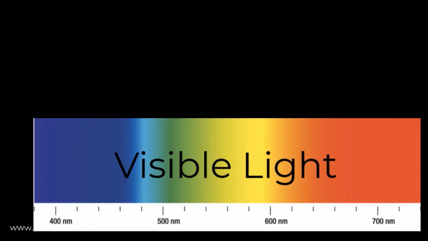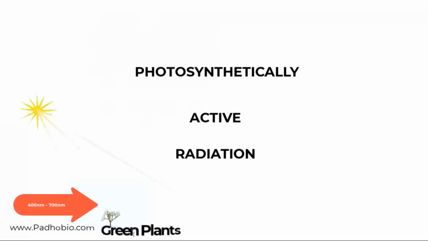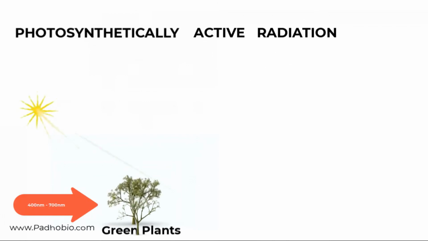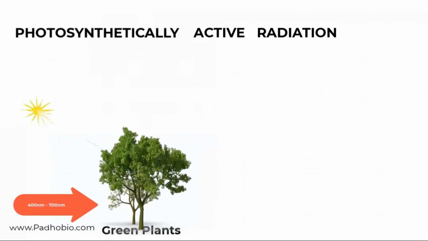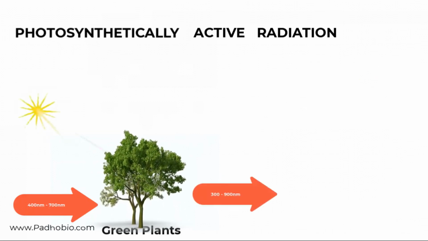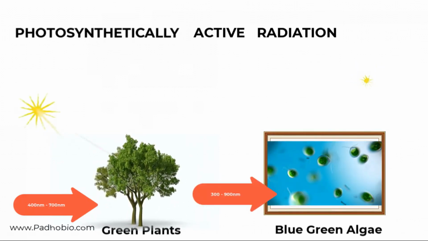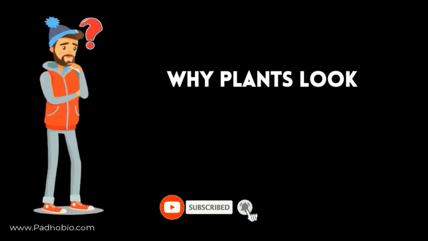Now, let's introduce the term PAR, photosynthetically active radiation. It is the amount of light that is available for photosynthesis. For green plants, it is 400 to 700 nanometer, and for blue-green algae, it is 300 to 900 nanometer. Often you must be thinking, why do plants look green?